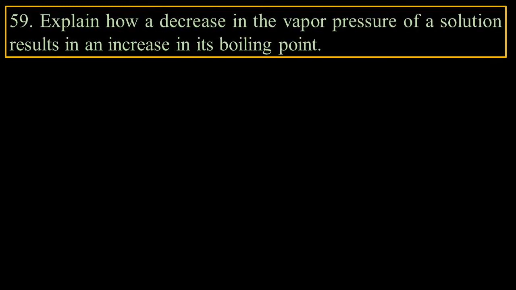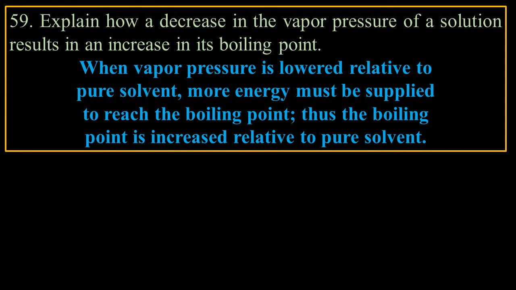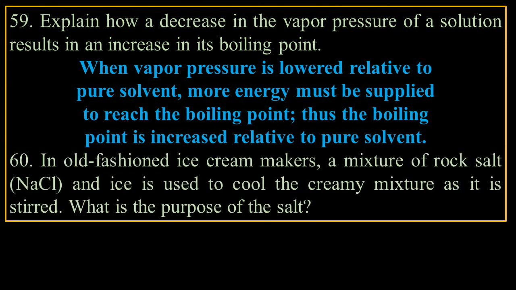Explain how a decrease in the vapor pressure of a solution results in an increase in its boiling point. Well, very simple. When vapor pressure is lowered relative to pure solvent, more energy must be supplied to reach the boiling point. Thus, the boiling point is increased relative to pure solvent. Very important concept to make sure you understand.